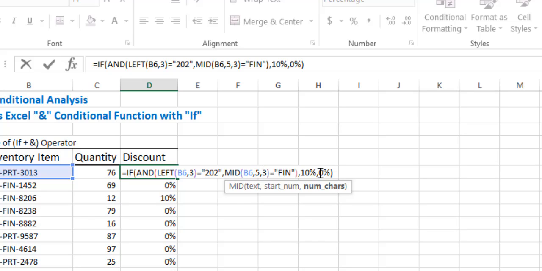So I hope you understand this formula. If LEFT B6, this cell, the 3 characters from the left side, is equal to 202, then we give a discount. And from the other side we leave 5 characters: we begin after the 5 characters, the 6th, the 7th and the 8th characters, which is why we are giving this comma 3. If the 3 characters after the 5 characters are equal to fin, then we want to give a discount of 10%, otherwise 0%.